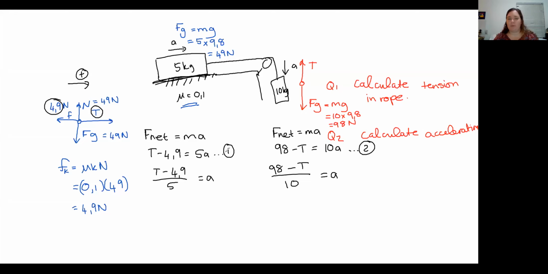So that's equation number one. And over here, I said this will accelerate downwards. That's the direction I'm going to choose as positive. So over here, it's going to be 98 minus T is 10A because your mass is 10. From there, I'm trying to get tension first, so I'm going to get A's equated.